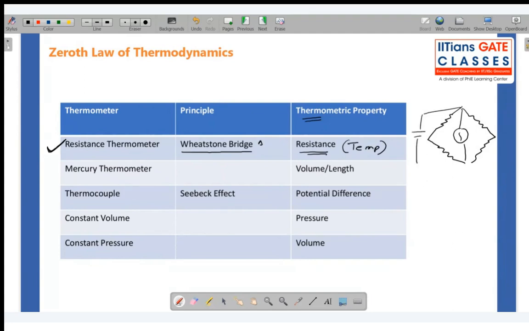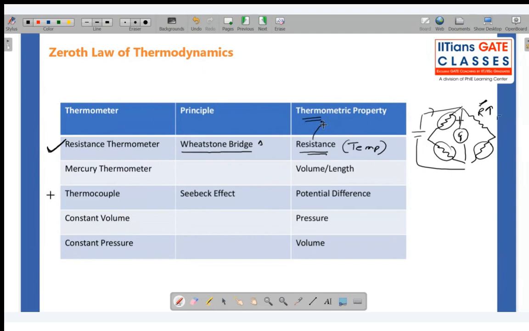We have a galvanometer and all, and we connect it with the supply and supply power. We take the resistances constant in all of them, and only one resistance we let change. Based upon the current it shows, the resistance changes, and the change in resistance will tell you the change in temperature. So resistance is dependent on temperature. That's why resistance is called the thermometric property.